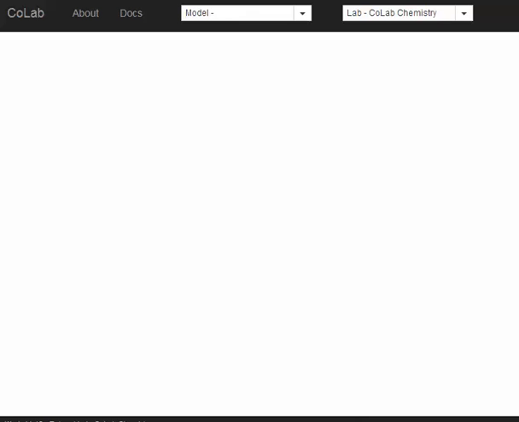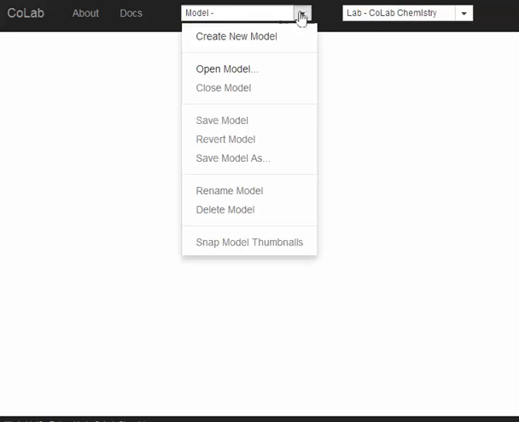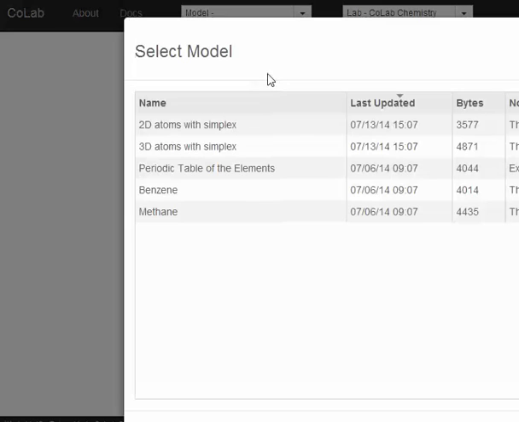In chemistry, sometimes you want to show what a molecule looks like, a schematic if you will, but it gives a good flavor of what things look like in reality. So in the chemistry lab, I've created a model of benzene. So let's open that model. There it is, right there.